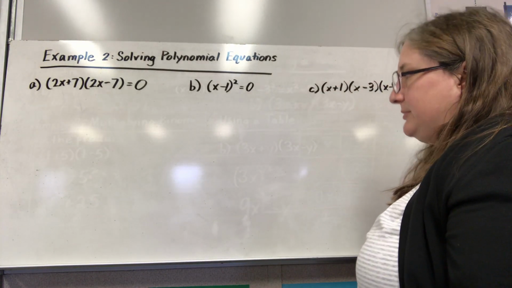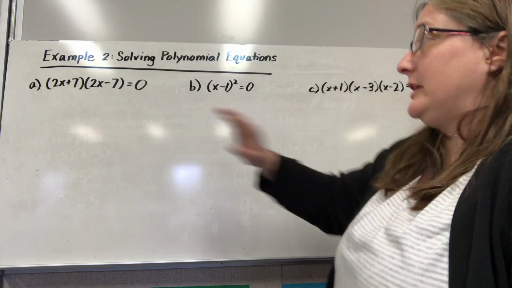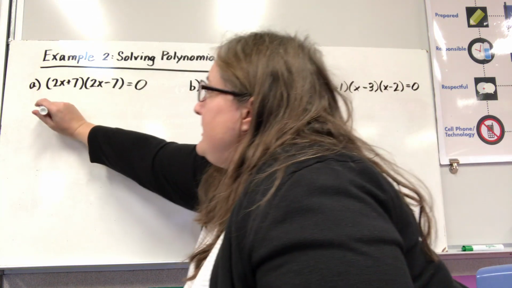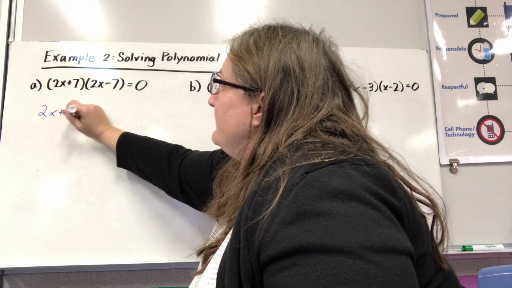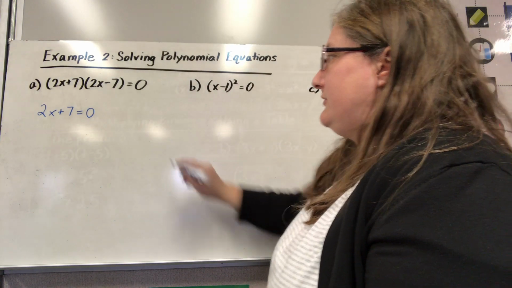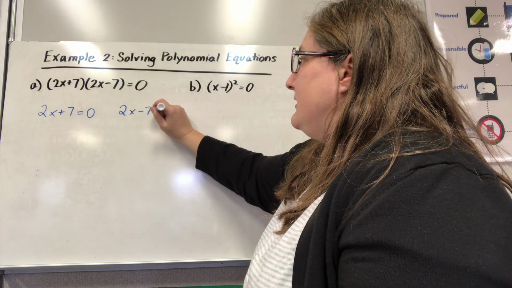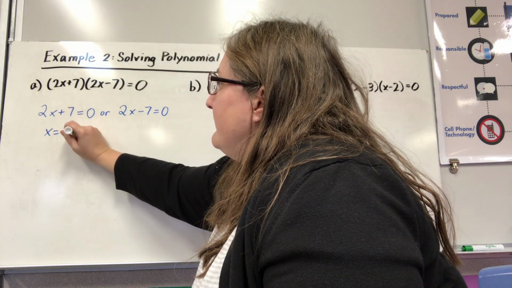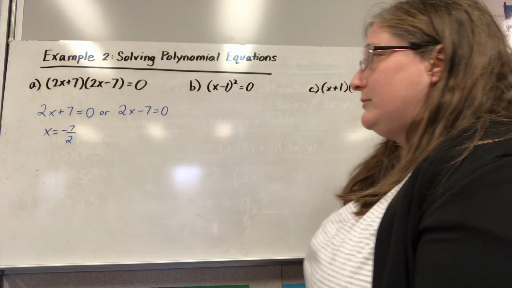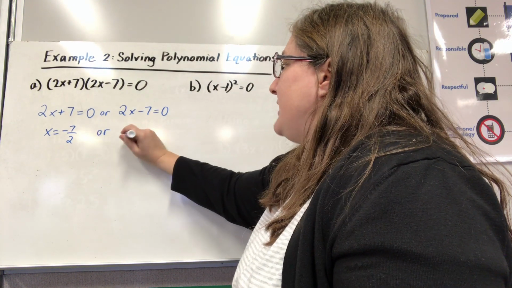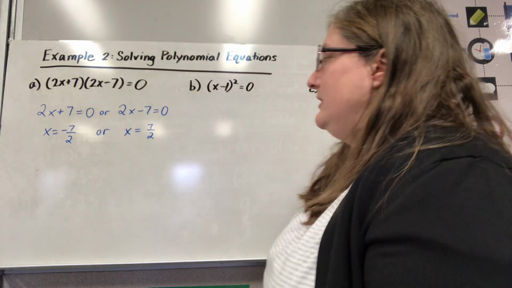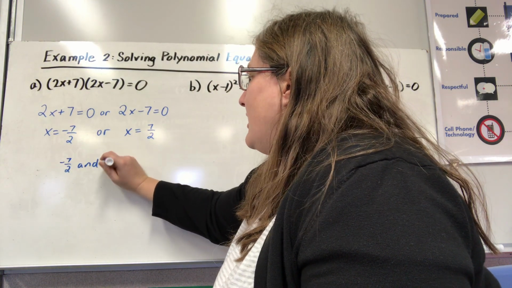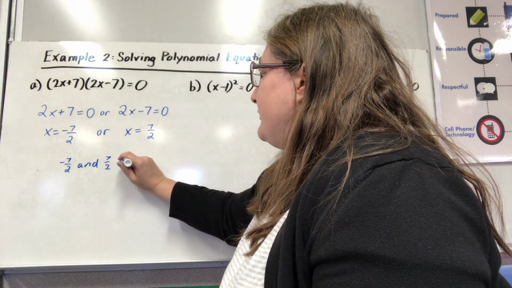So let's try a few more complex ones. Same concept here. I'm multiplying 2x plus 7 and 2x minus 7, and I have an answer of 0, which means either 2x plus 7 equals 0, and that's how I'm getting that solution of 0, or 2x minus 7 equals 0. So in this case, x would have to be negative 7 halves in order for that to equal 0, or in this case, x would have to be 7 halves. So negative 7 halves and 7 halves are the roots for this polynomial.